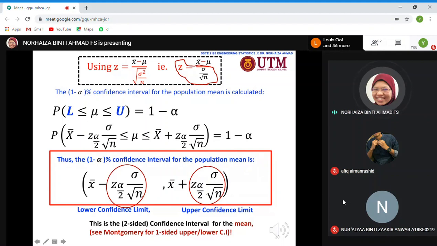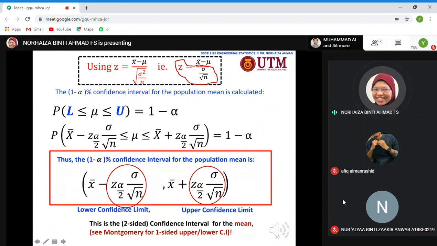You can also get, for a two-sided confidence interval, your Z value here, which we will discuss later, is Z alpha over 2. We will see later why this is true for a two-sided confidence interval.